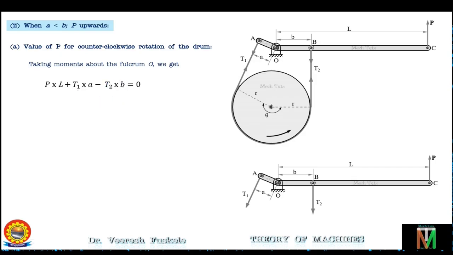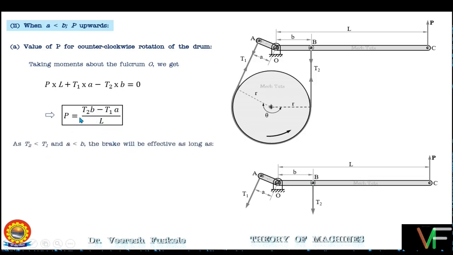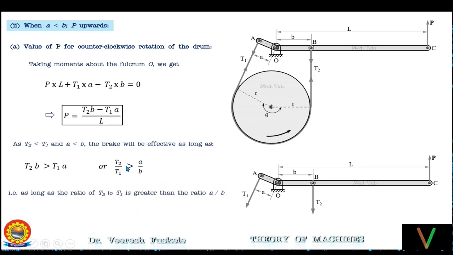So from here we can have the value of P as T2B minus T1A divided by L. Now here also, T2 is less than T1 and B is greater than A. So this brake will be effective as long as T2B is greater than T1A, or T2 by T1 is greater than A by B. So this brake will be effective as long as the ratio of T2 to T1 is greater than A by B.